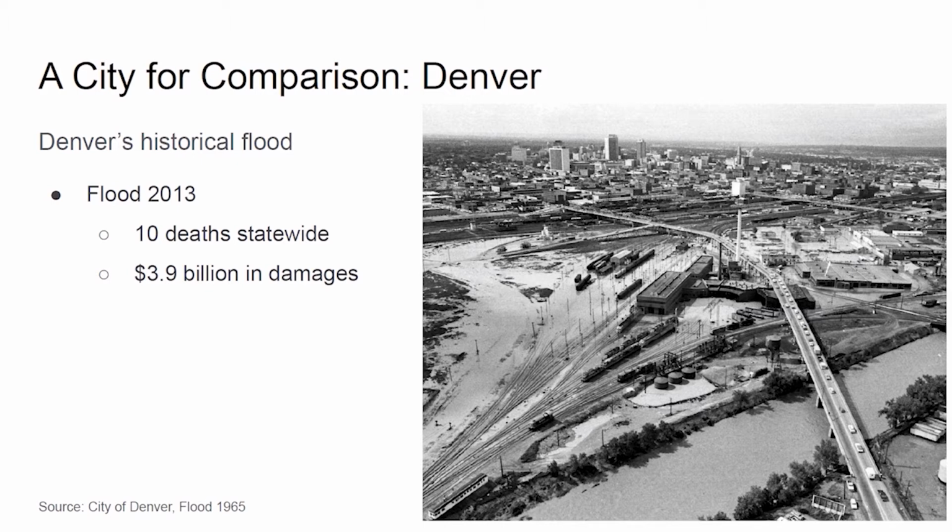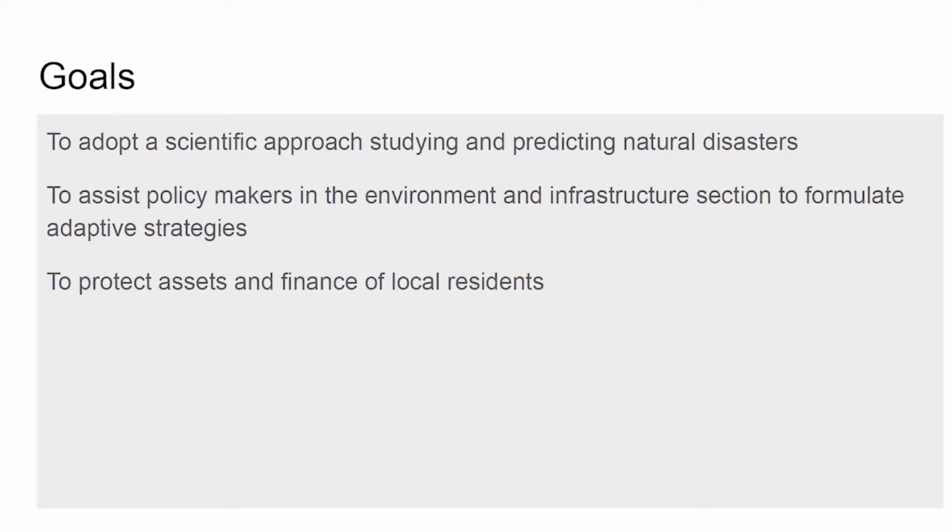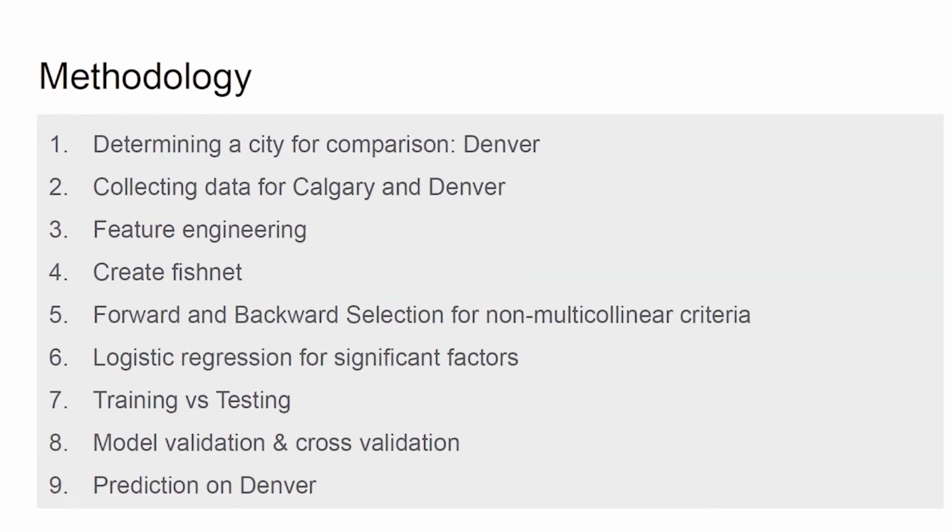model to predict flooding in Denver. The goals of the projects are as follows: to adopt a scientific approach studying and predicting natural disasters, to assist policymakers in the environment and infrastructure section, and to protect assets and finance of local residents.